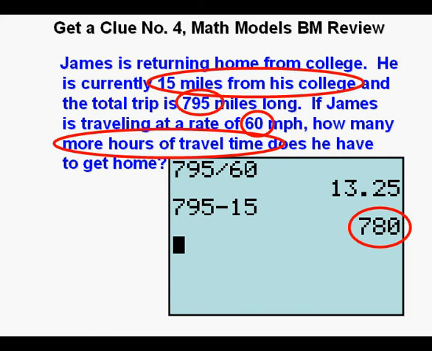To get the correct answer, divide 780 by 60 and press enter. The correct answer is 13 hours. You just need to read carefully. Sometimes the extra text is just there to distract you. In this case, that extra text makes a difference in the correct answer.